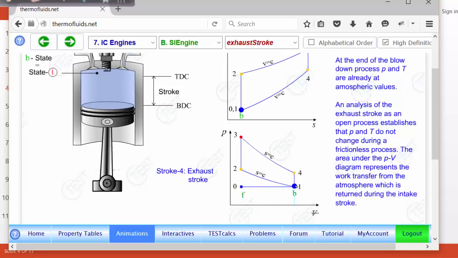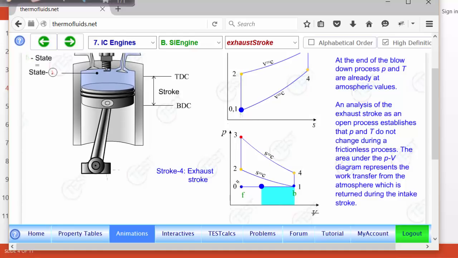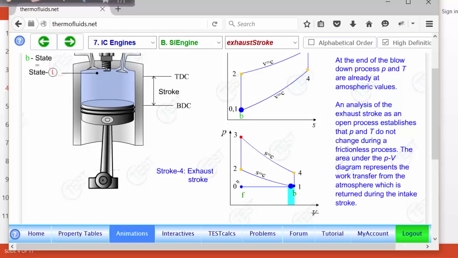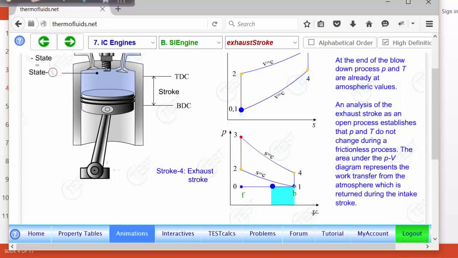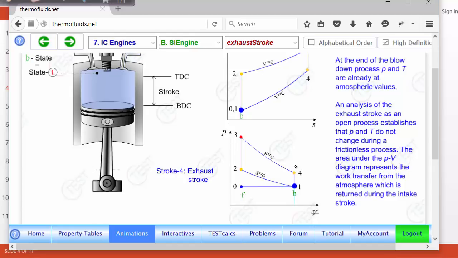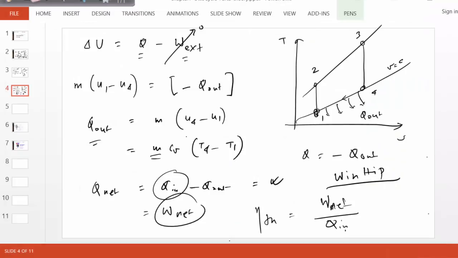in the Otto cycle. So the Otto cycle basically is from 1, 2, 3, 4, and 0 to 1 and 1 to 0 are auxiliary processes, the intake and exhaust stroke, that cancel each other. So the beauty of the Otto cycle is that in 1, 2, 3, 4, we have a closed system of air that is executing the cycle. So that's illustrated in this.